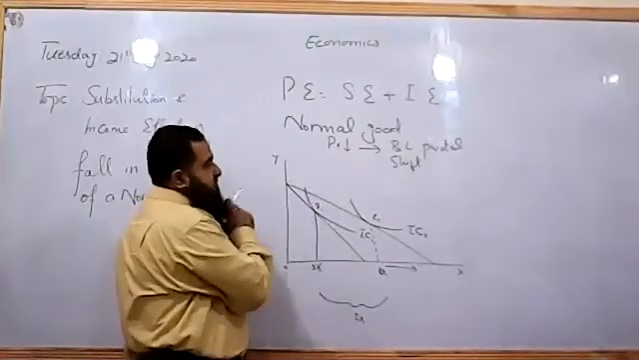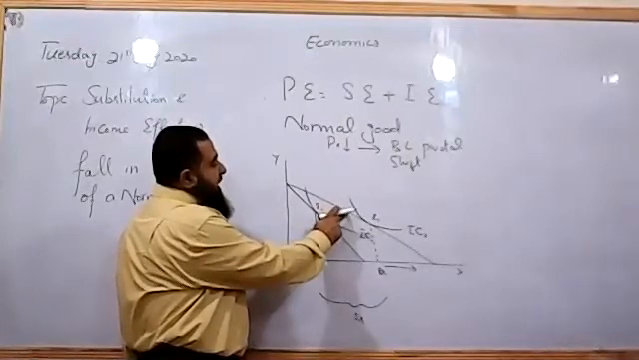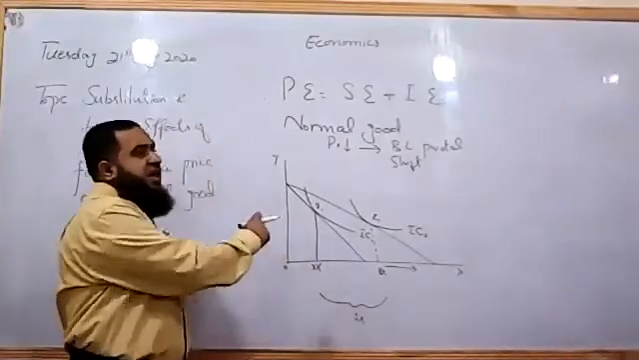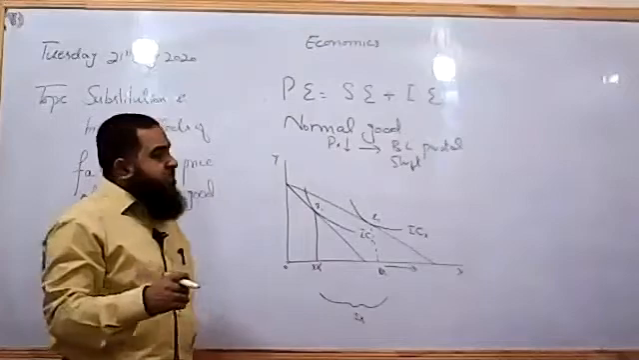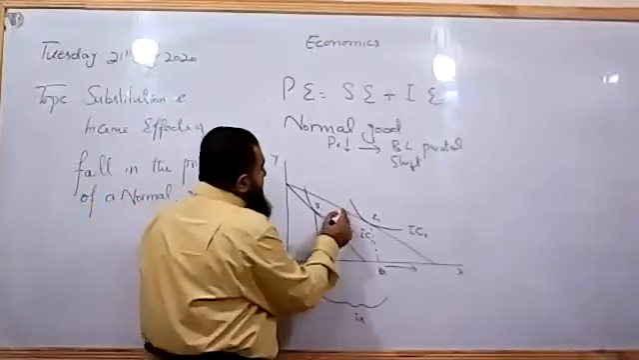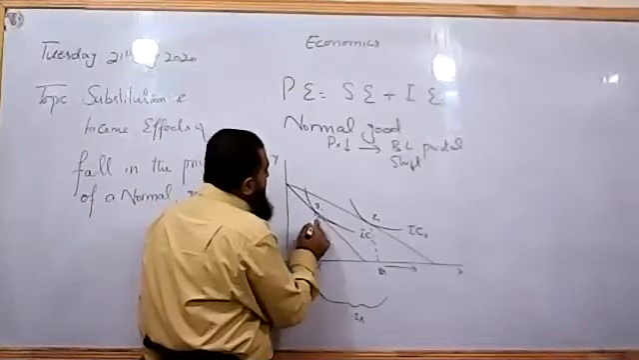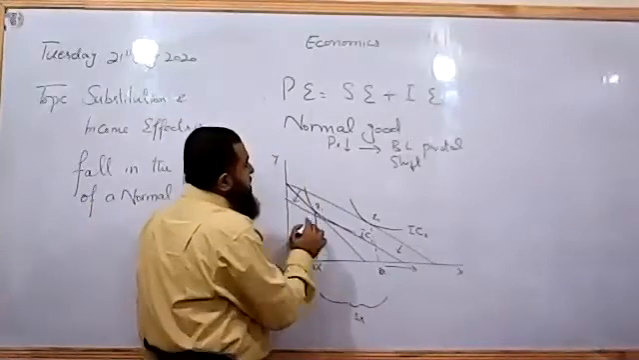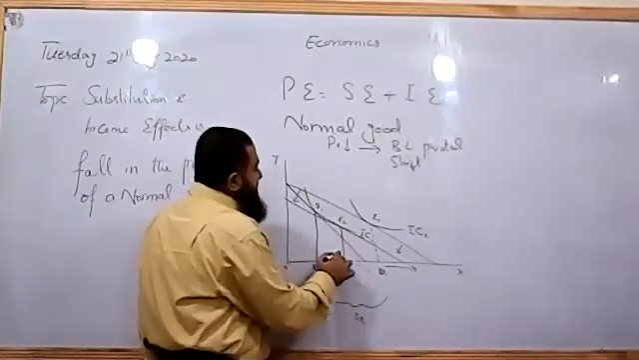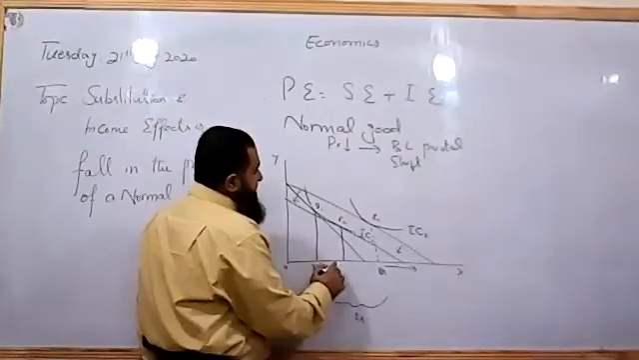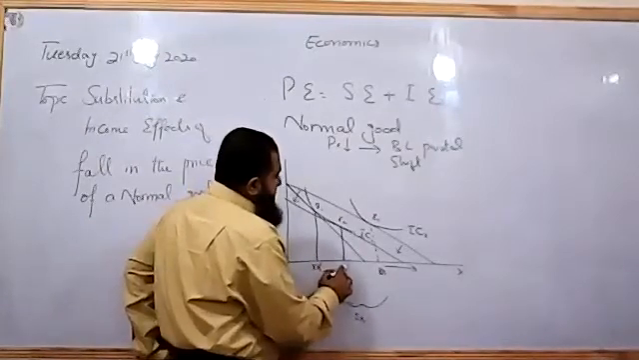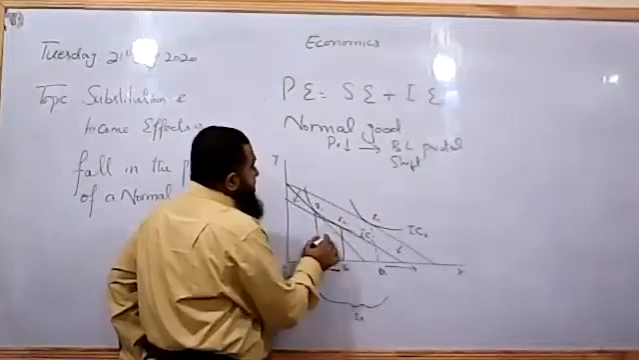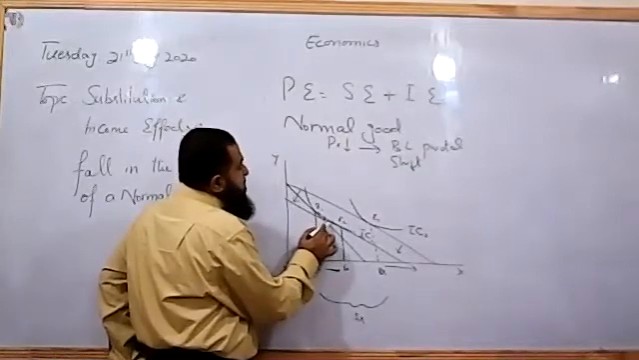In order to see the substitution effect, this new budget line will be shifting downward. A parallel downward shift will take place as we are taking away some of the income of the consumer. So the slope of the budget line will not change. This budget line will shift downward in a parallel shift, and it is making a tangency condition at E2 now. So this is equilibrium E2, from E1 to E2.